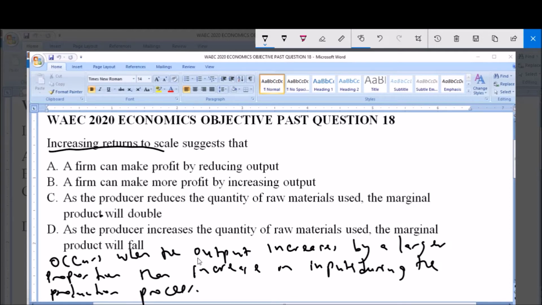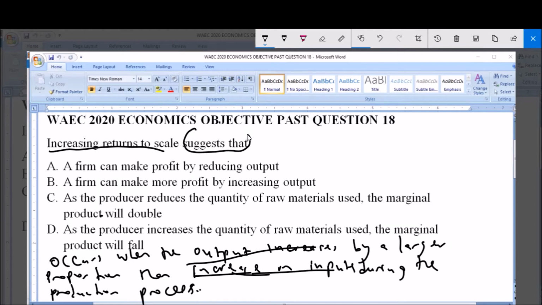Now this means that the output increases at a much higher rate than all the factors of production involved, all the inputs involved. So the output increases by a larger proportion than increase in inputs during the process of production.